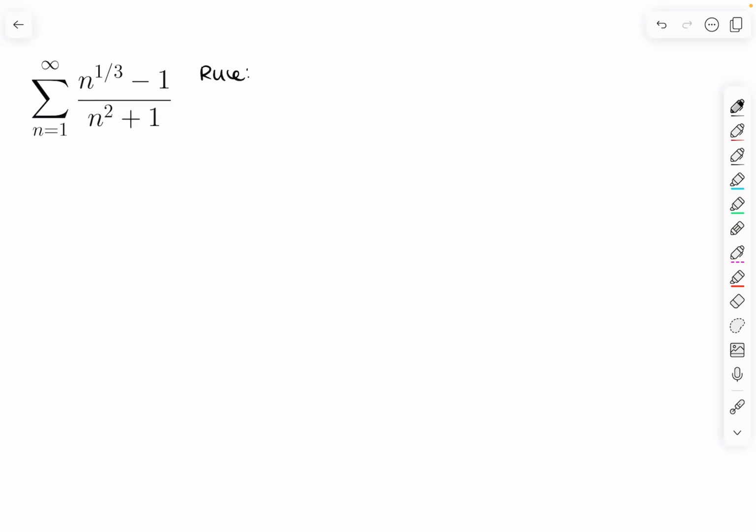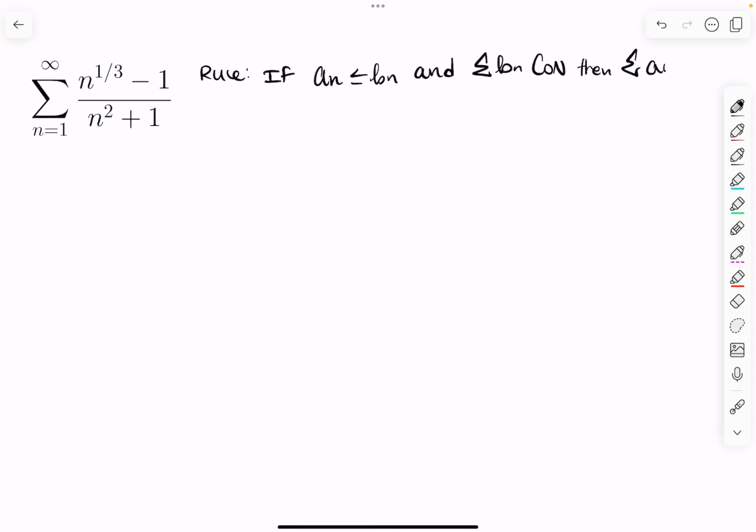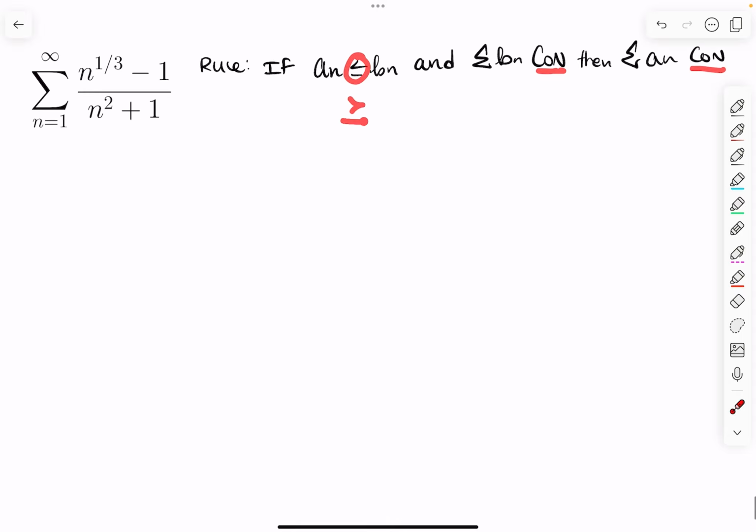So I first write the rule. Remember that this is our A of n, that's our given sequence. So we start with A of n less than or equal to B of n. And what's going to determine if my series A of n converges or diverges is the behavior of the sum of B of n. So if the series B of n converges, then my series A of n will converge. And then I just take the opposites of these. This becomes greater than or equal to, this becomes diverges, this becomes diverges, and then everything else just drops down.